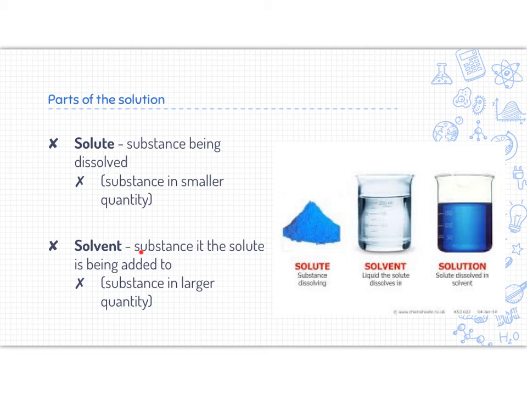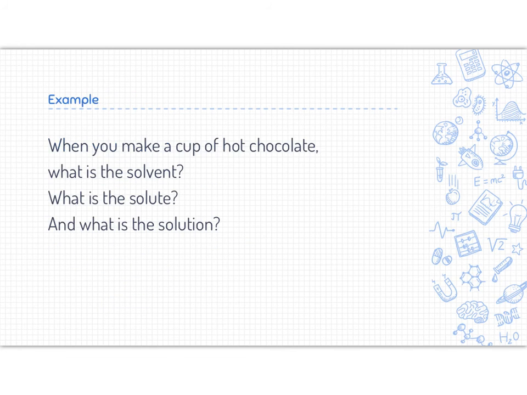The solvent is the substance the solute is being added to. The substance in larger quantity. Again, typically we are going to be dissolving into water. Not always, but that's the most common solvent in the entire world. So solute is what we're dissolving. Solvent is what we're dissolving it in. When I add a solute and a solvent, I get a solution.